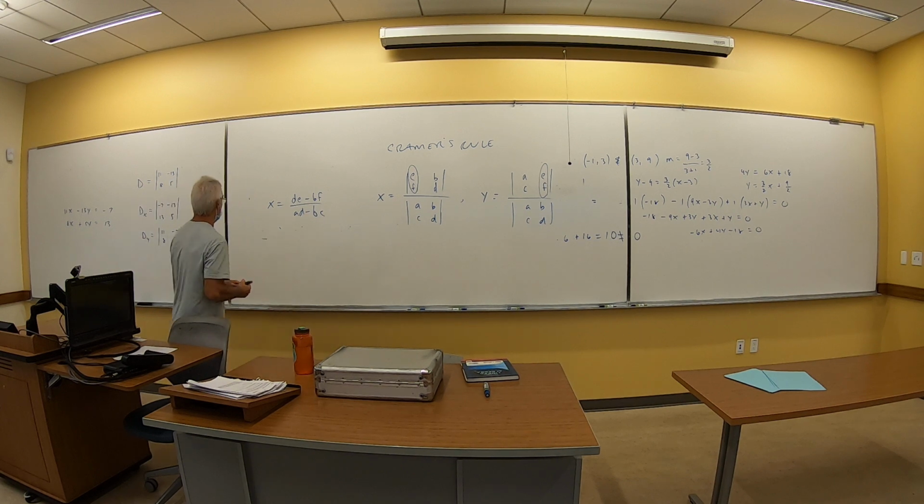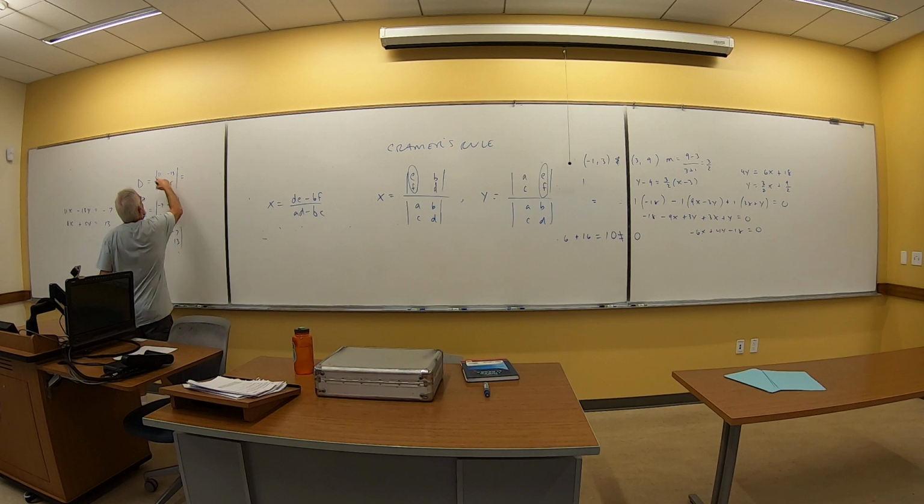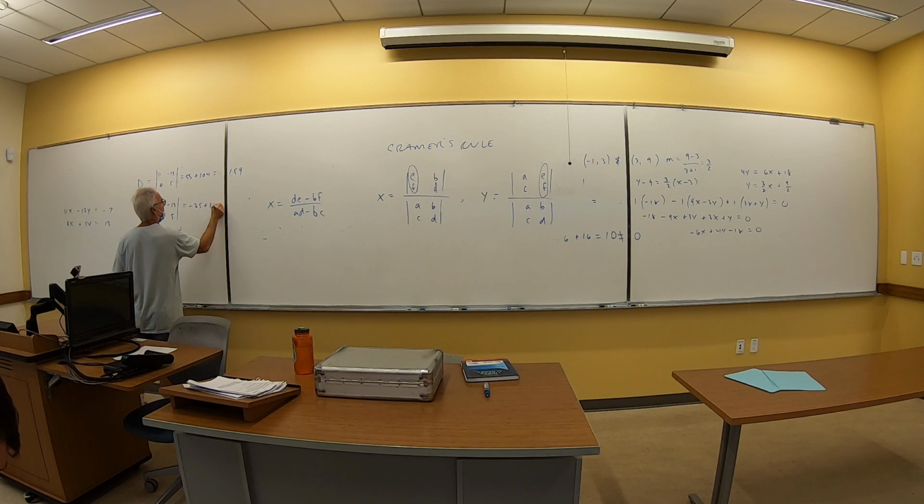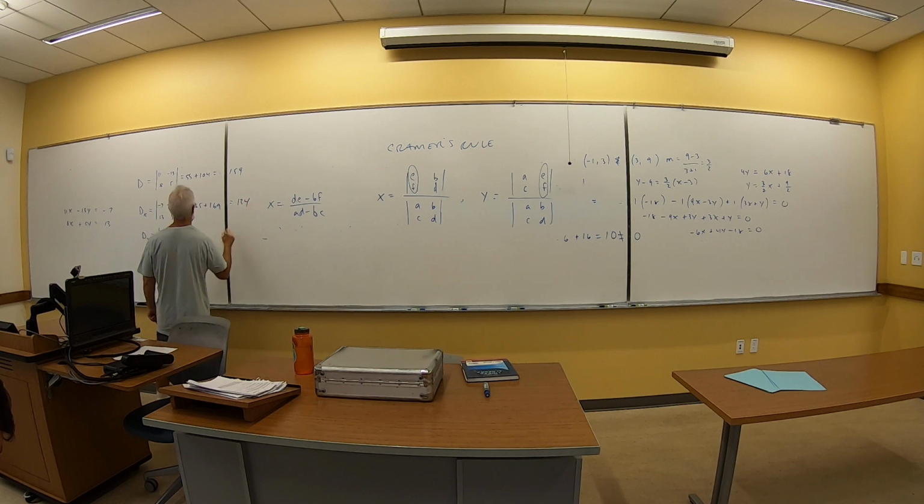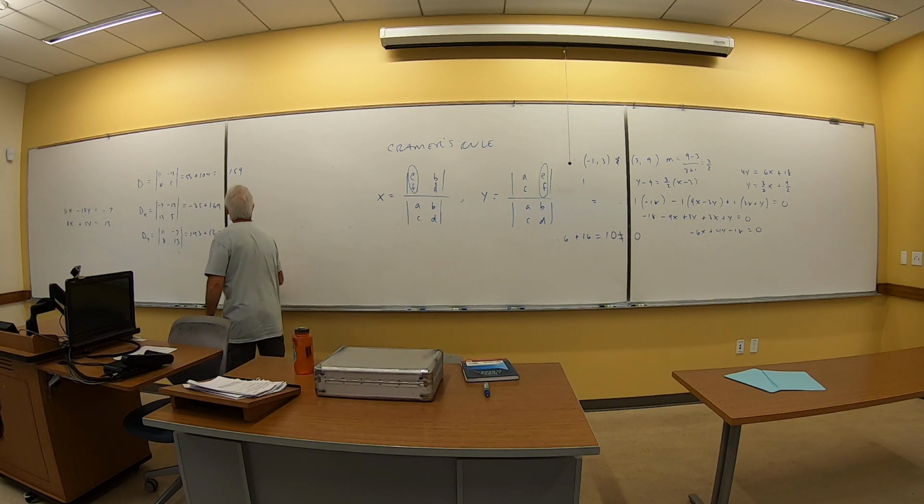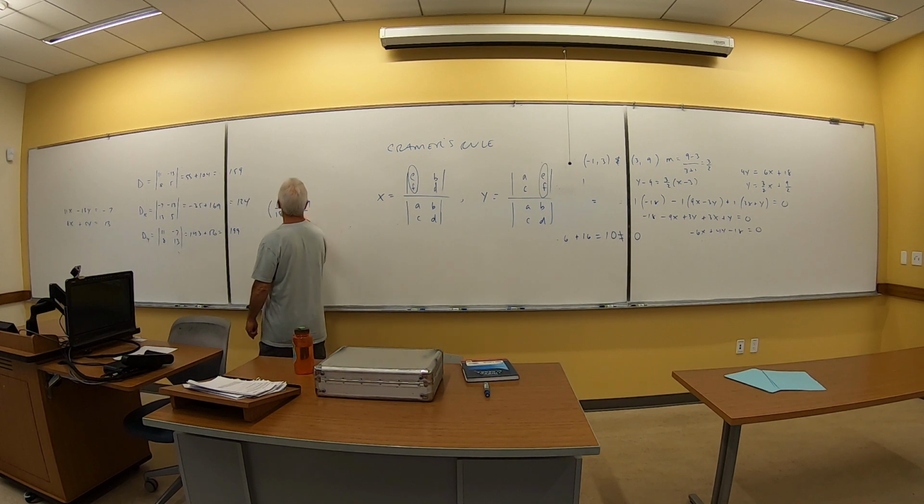Yes. Now, let's calculate these. So that's 55 plus 104, which is 159. This is negative 35 plus 169, which is 134. This is 143 plus 56, which is 199. So what's the answer? It's 134 over 159, 199 over 159.